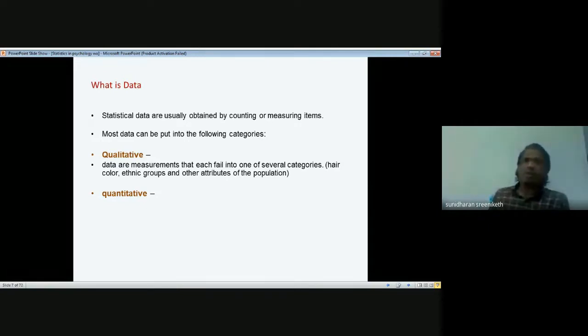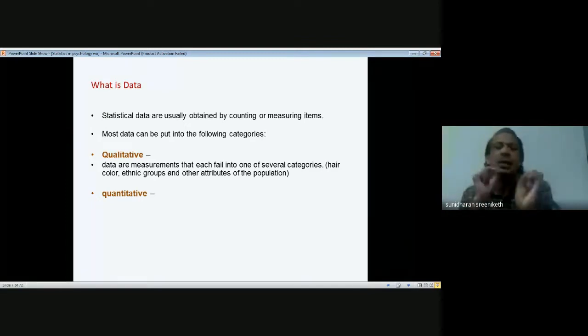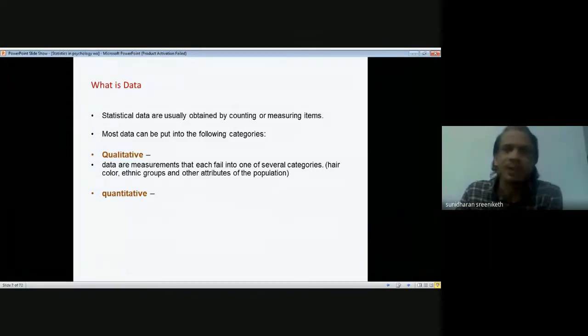Qualitative means this kind of information or measurement that falls into one or several categories. This kind of information falls into any one of several categories, like the color of the eye, the color of the hair, gender of a person, ethnic group, and any other attributes of a population. That kind of information is known as qualitative data or qualitative information.